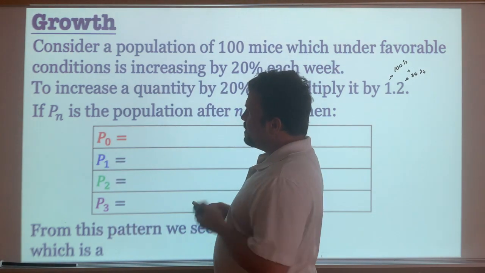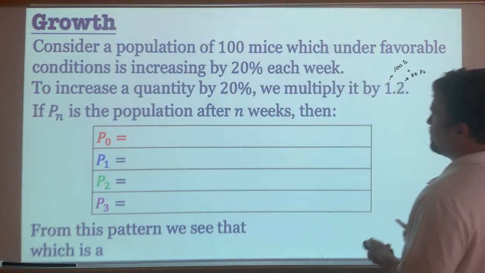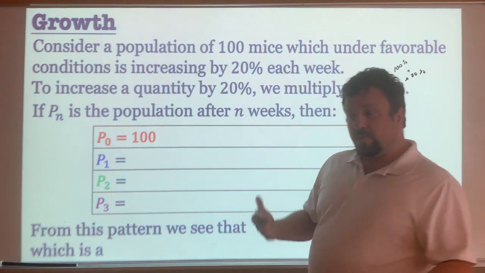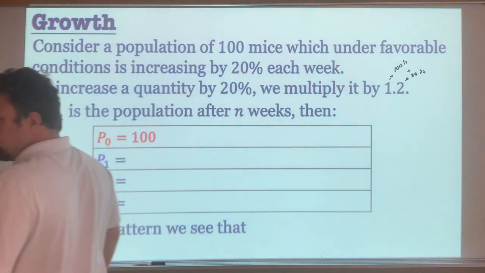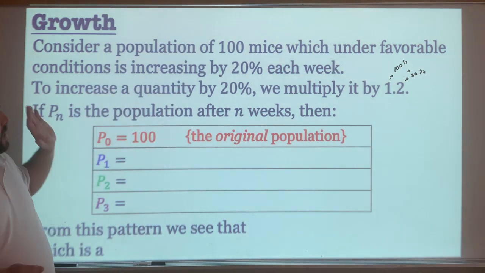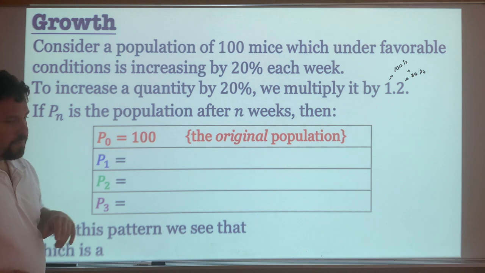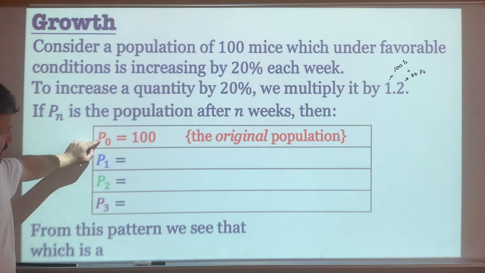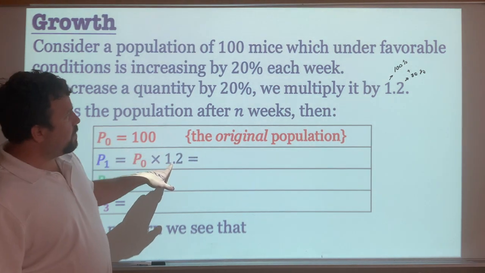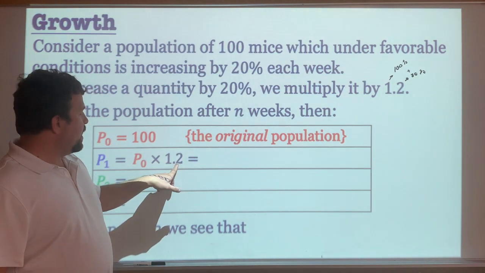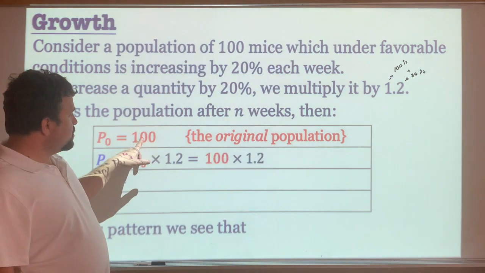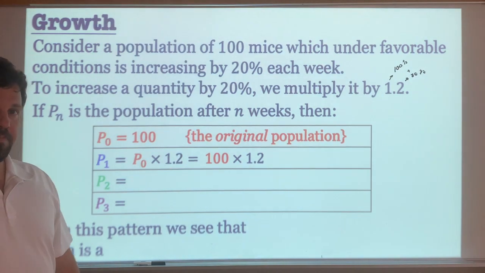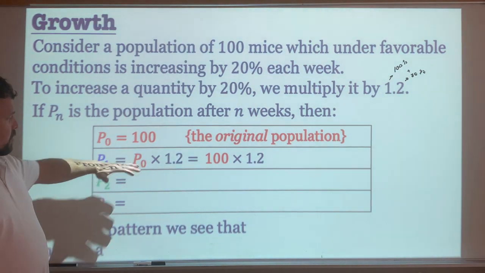So if P subscript n is the population after n weeks, then P subscript 0 originally equals 100, right? Because you originally have 100 mice. And that's just the original population, however many mice you have. How would you find P subscript 1? You would take P subscript 0 and multiply it by 1.2, that's your multiplier. That would give you 100 times 1.2, which would be about 120.